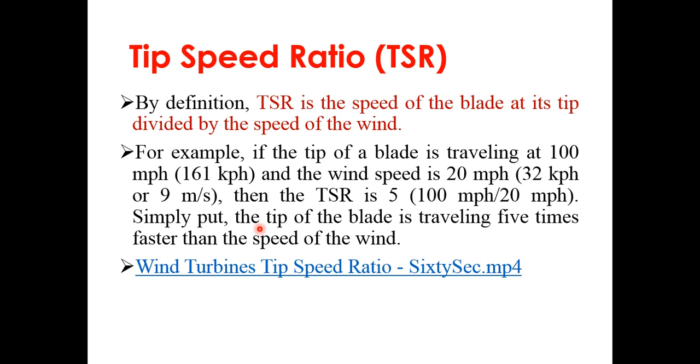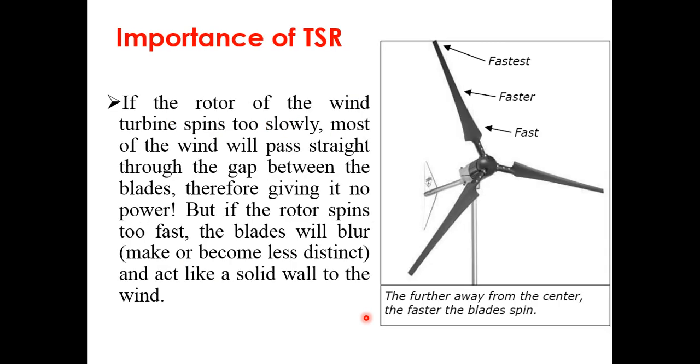So simply you can say that the tip of the blade is traveling 5 times faster than the speed of the wind. Now there is one more importance of this tip speed ratio.